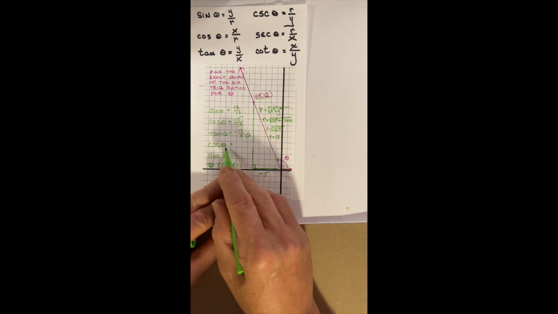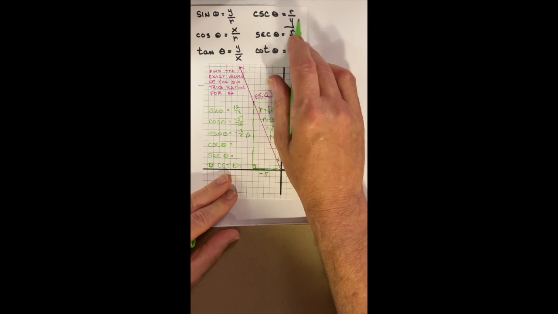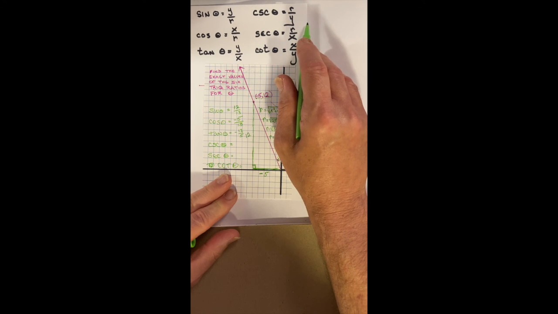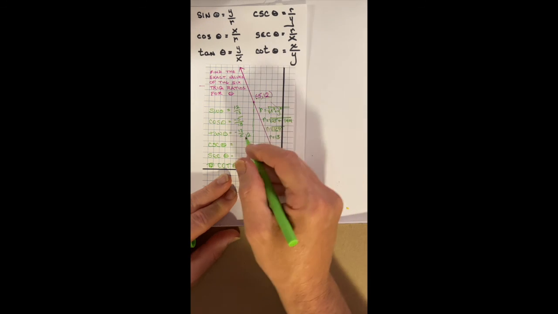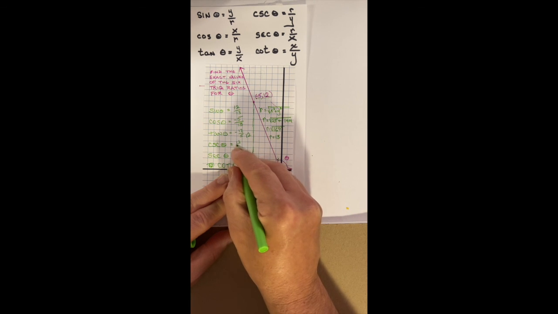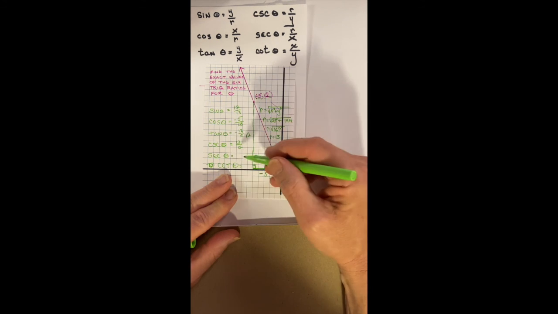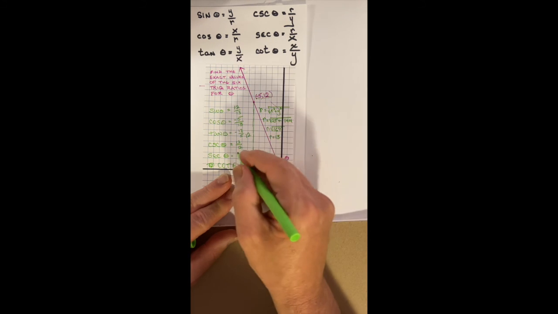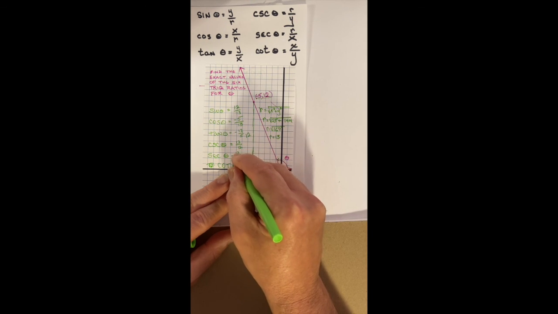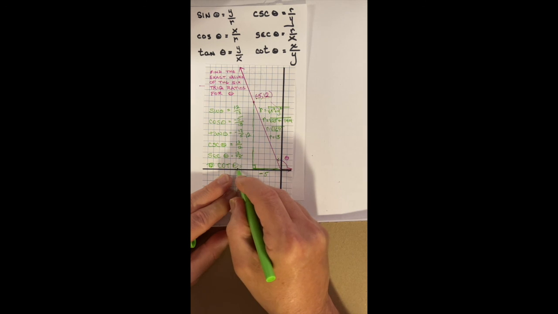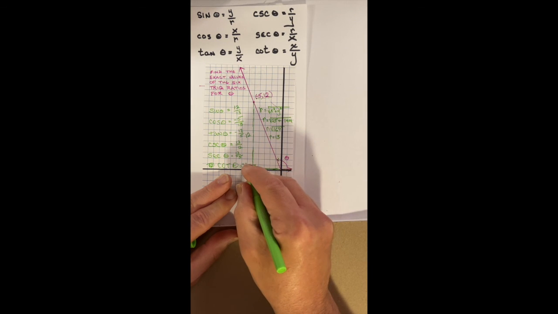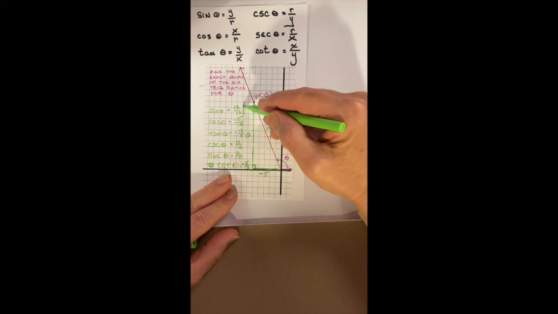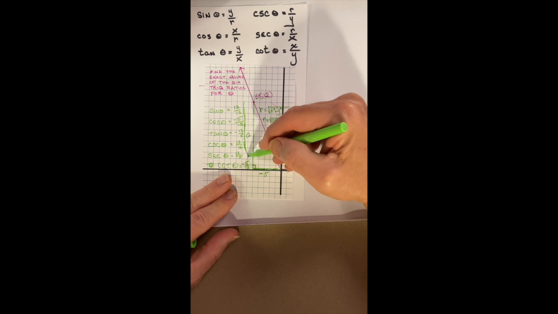The cosecant, where is that? That's up here. That's r over y. R over y would be 13 over 12. The secant would be r over x, so that's 13 over -5. And the cotangent of theta is x over y, so that's going to be -5 over 12. And that is the answer to the question.